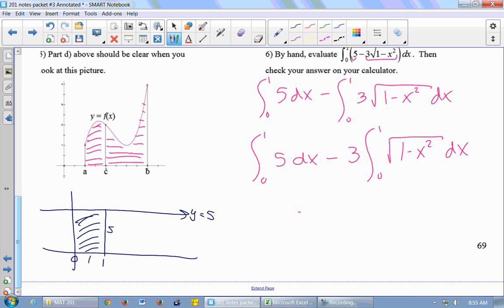So this is 5 minus 3 times the integral from 0 to 1 of radical 1 minus x squared dx. We did that earlier, and it came out to pi over 4. So my final answer is 5 minus 3 pi over 4.